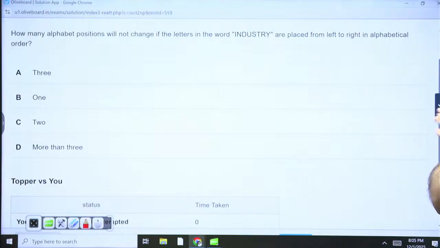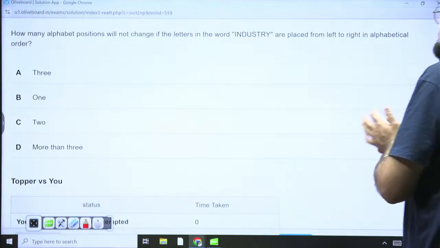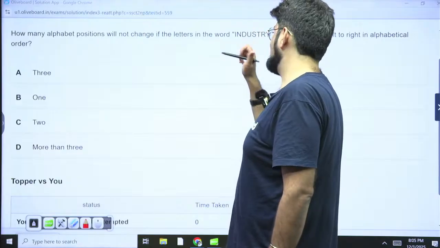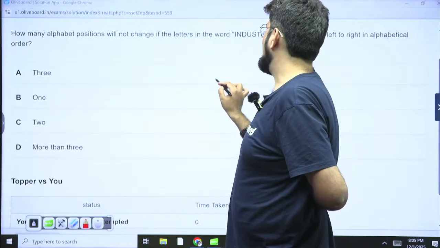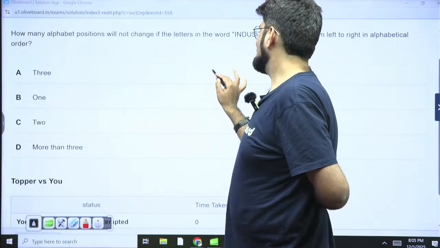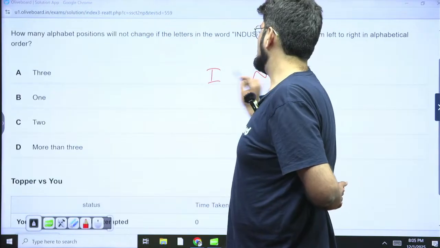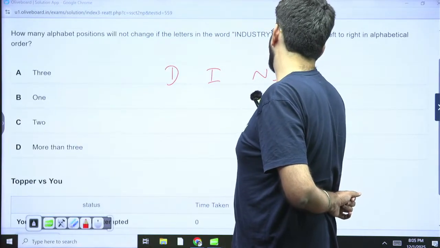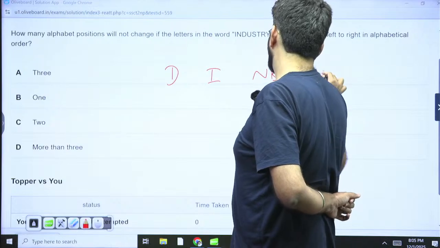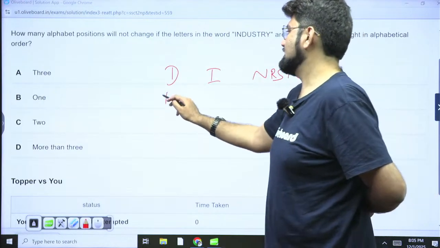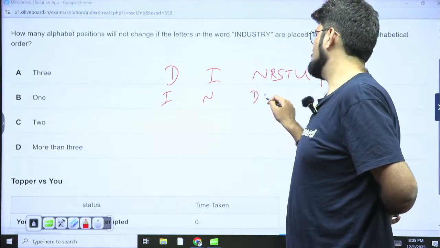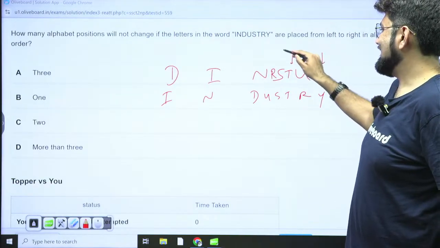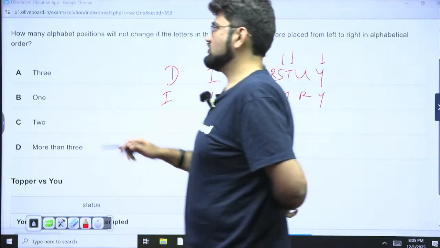How many alphabet positions will not change if the letters of the word INDUSTRY are placed from left to right? Okay, if I place them left to right, I can start in 2 ways. I can write this as I, N, D, U, S, T, R, Y. I can write it like this, and then I will write it as I, N, D, U, S, T, R, Y. So I know Y, T, and S. These are the 3 letters which will not change their position.